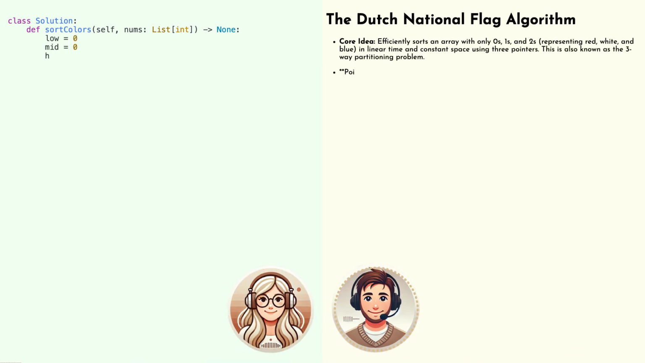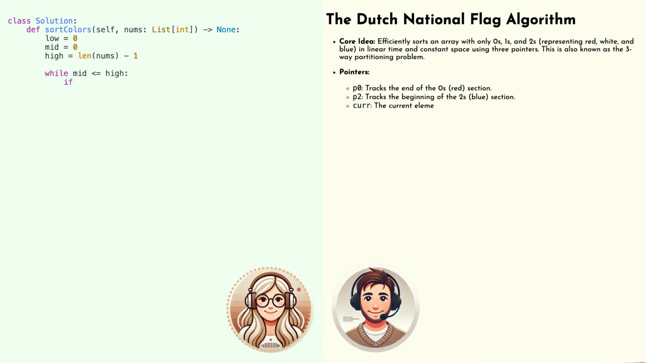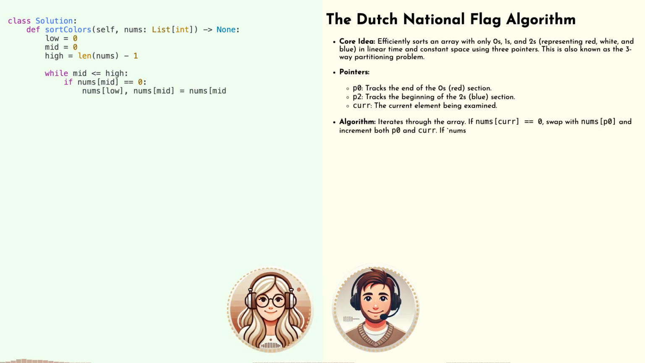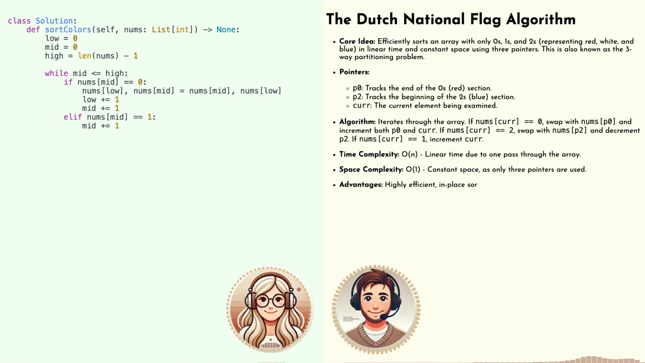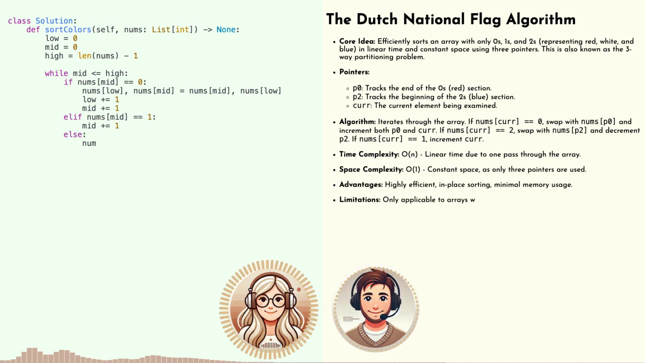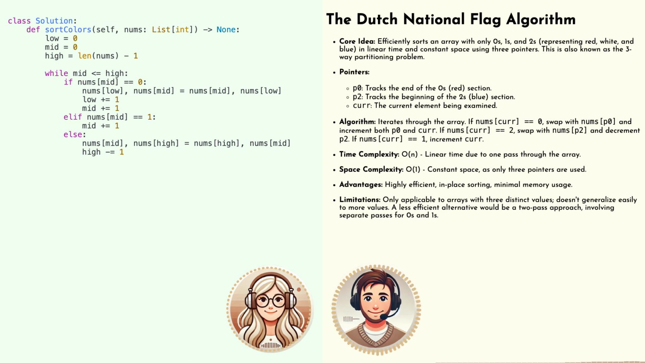Now you're thinking. Imagine the array as a flag with red, white, and blue sections. Okay, I could picture that. How would you maintain those sections as you go through the array just once? That's an interesting way to think about it. Maybe use some markers to keep track of where each color section begins and ends. You're on the right track. That's the core idea behind the Dutch national flag algorithm. The Dutch national flag algorithm. Okay, tell me more.